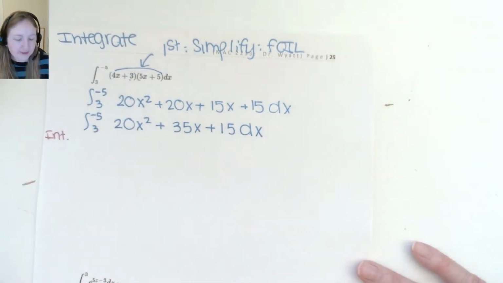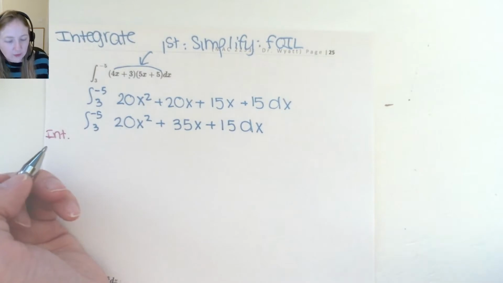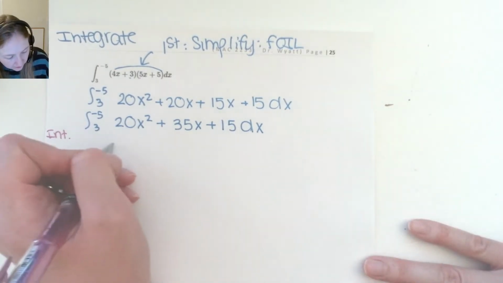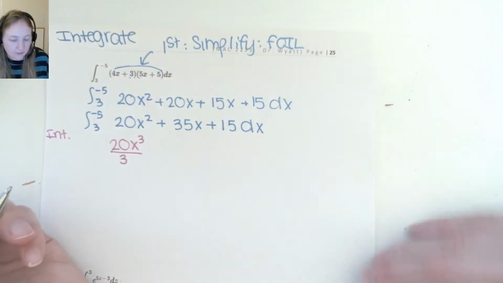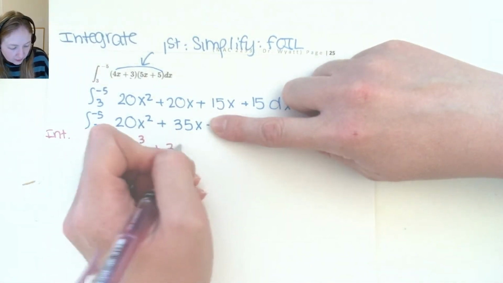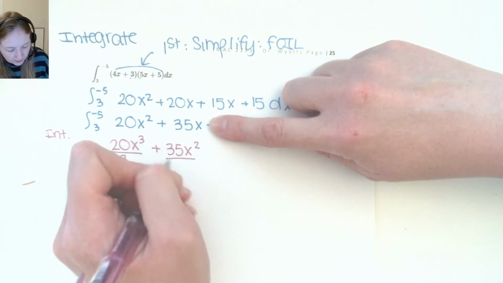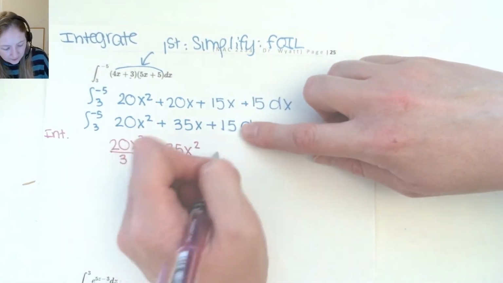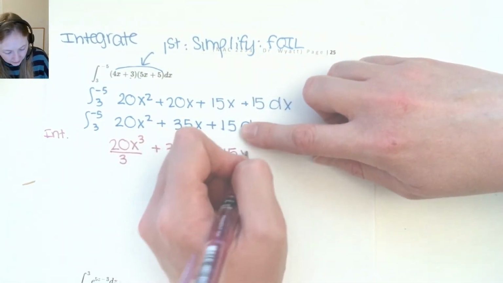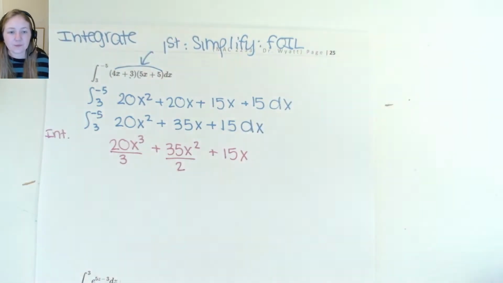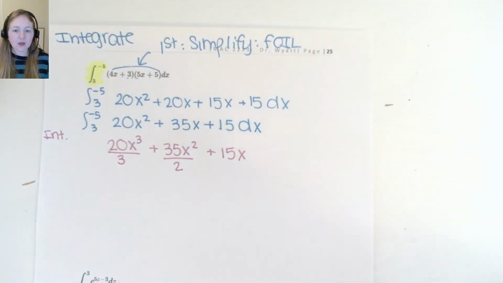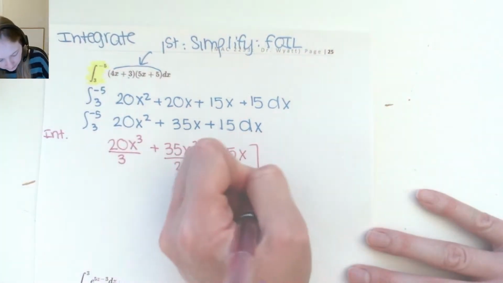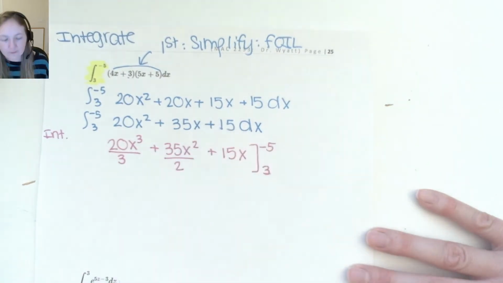I'm just going to write int. And for integrating, I will add 1 to the exponent. So that's going to give us 20x to the third over 3. The 35x will go to 35x squared over 2. And then the 15 will add on to get 15x. Now, we don't write a plus c. The reason why we don't write a plus c is because of these bounds. So we put a bracket and then 3, negative 5.